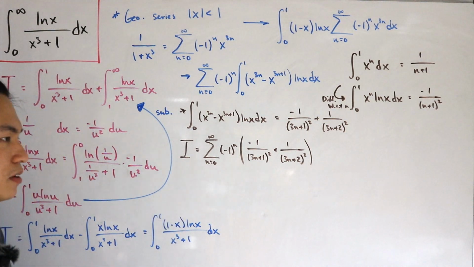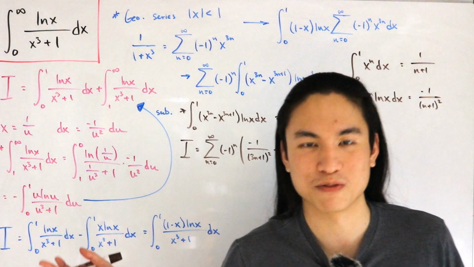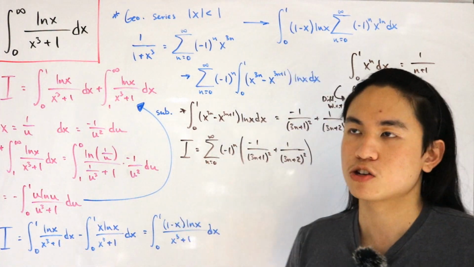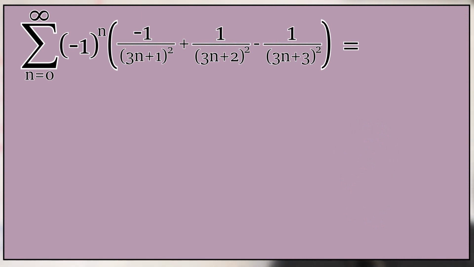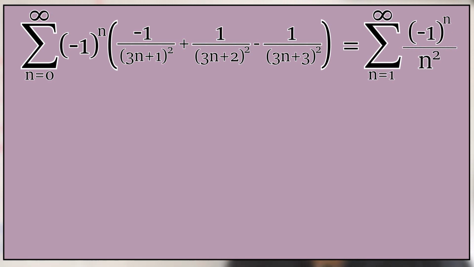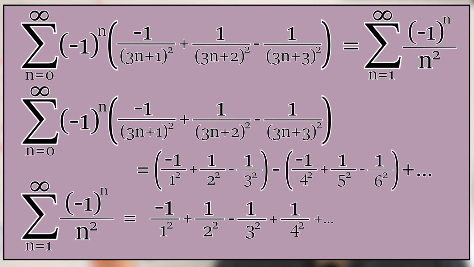I'm not going to write this on the board. Instead, I'm going to use the power of video editing to give you this demonstration. Notice the following infinite sum, with index starting at n equals 0 to infinity, of the alternating negative 1 to the power n, all multiplied by negative 1 divided by 3n plus 1 quantity squared, added with 1 divided by 3n plus 2 quantity squared, subtract 1 divided by 3n plus 3 quantity squared, is going to equal the infinite sum with index starting at n equals 1 of negative 1 to the power n divided by n squared. If you take those two different series and expand them out, we're going to get very similar terms.